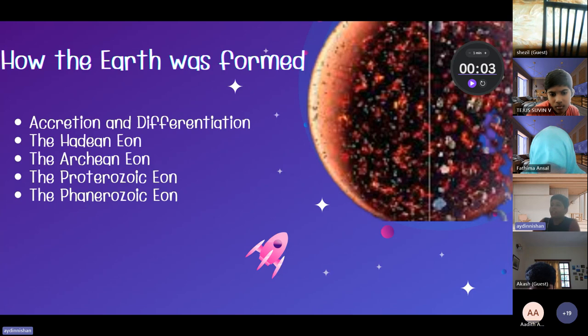The next topic is the Archean Eon, another eon. During the Archean Eon, life on Earth began to take shape. Simple, single-celled organisms like bacteria and archaea emerged, creating oxygen as a byproduct of their metabolic processes. Over time, these early life forms changed the composition of the Earth's atmosphere, and there was a lot of carbon dioxide at that time because of the volcanoes.